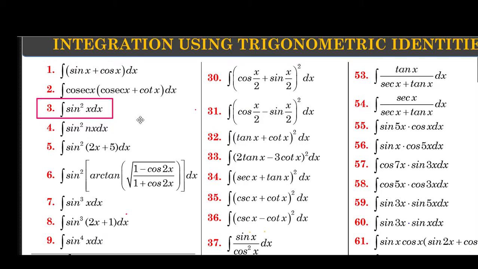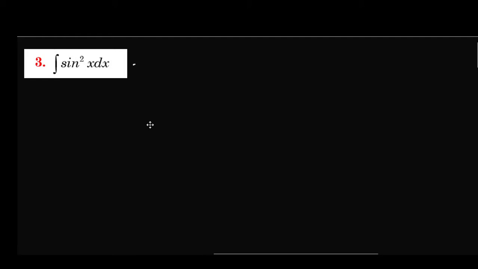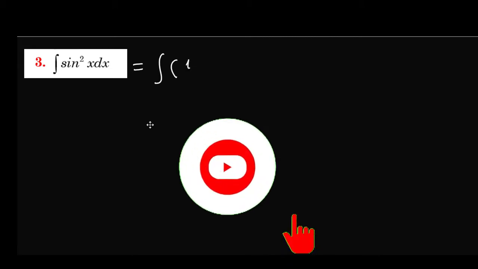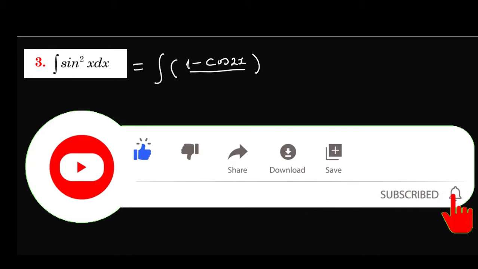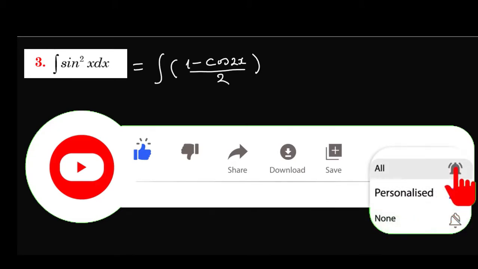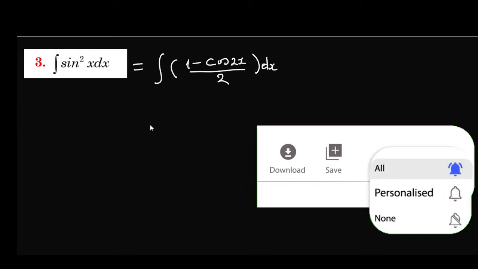Let's solve this number 3. Integral of sine square of x dx. Integral of one negative cosine 2x dx.